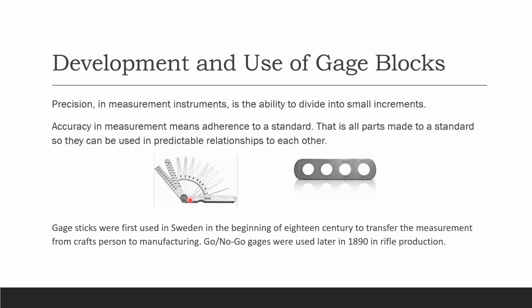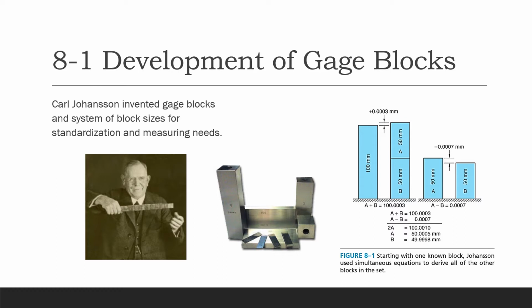And the gauge sticks, they were first used in Sweden in the beginning of 18th century to transfer the measurement from craftsperson to manufacturing. And go no-go gauges were used later in 1890 in rifle production. So this is Carl Johansen, and he invented gauge blocks and system of block sizes for standardization and measurement.